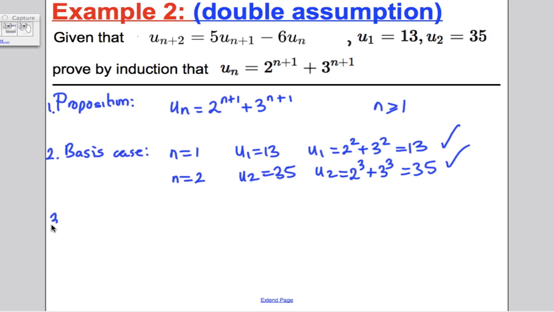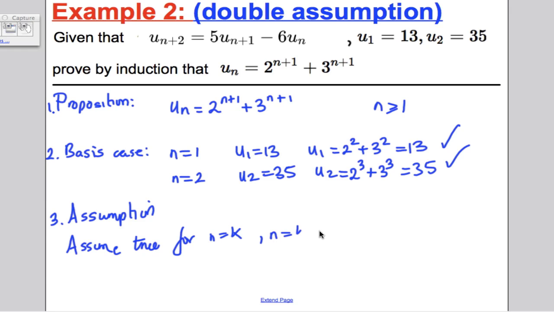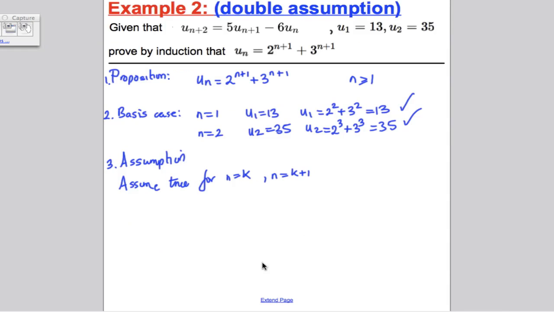Okay, now we're going to move on to the assumption stage. You're going to assume this thing is true for n is equal to k and n equals k plus 1, because we're trying to show it's true for k plus 2 in the future, so we've got to assume it's true for the previous two using our relation, i.e. we know that uk is 2 to the k plus 1 plus 3 to the k plus 1, and we're going to know that uk plus 1 is 2 to the k plus 2 plus 3 to the k plus 2.